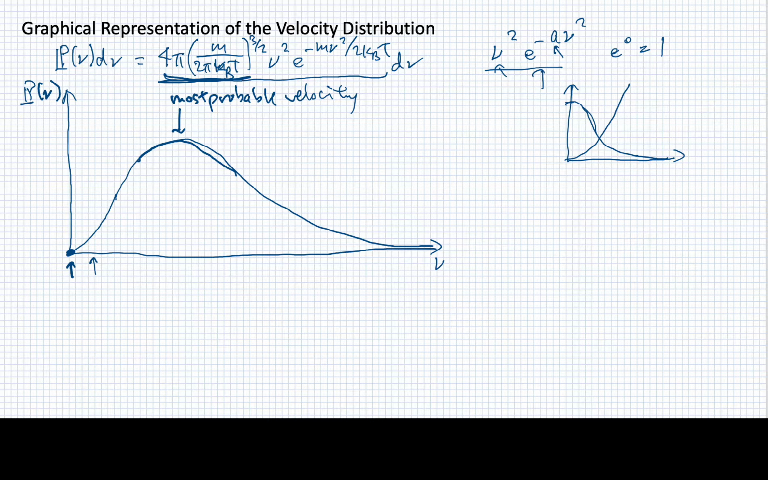And it would basically be defined by the maximum in this probability density. All right, it turns out that this is not necessarily equal to the average velocity. The average velocity is going to be somewhere else on this curve, as is the root mean square velocity. Those are all going to represent different points on this curve, not necessarily all the same point.